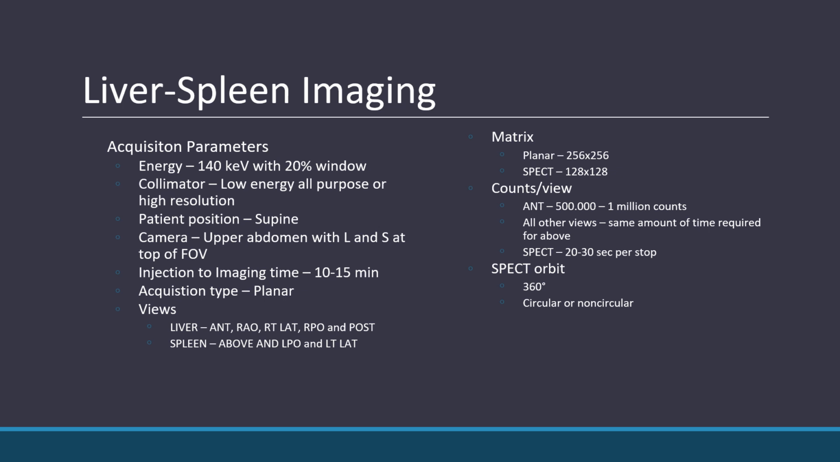Planar images are 256 by 256. SPECT is 128 by 128. Counts are anterior, 500,000 to 1 million. All other views, same amount of time is required for above, and then SPECT is 20 to 30 seconds per step. If you do a SPECT, you do it all the way around in circular or non-circular orbit.